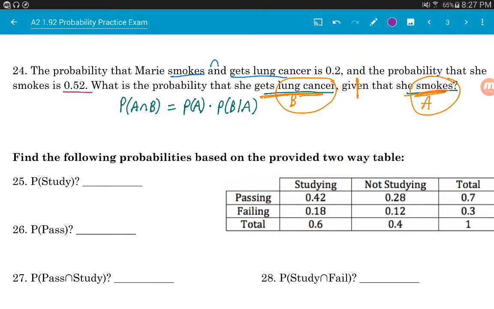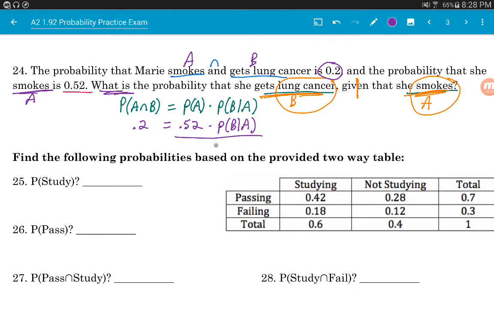So let's see. The probability of A and B, so smoking is A, and B gets lung cancer, is 0.2. The probability of A, smoking, right? The probability she smokes is 0.52. And they actually asked, what is this last probability? So we're just trying to solve for it.